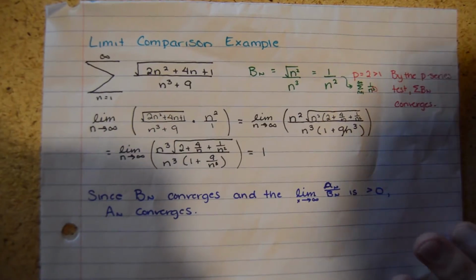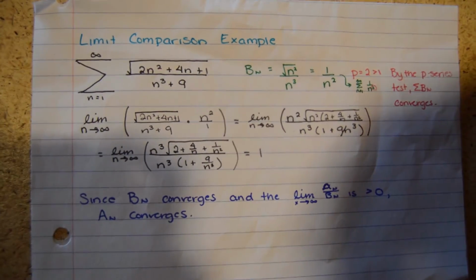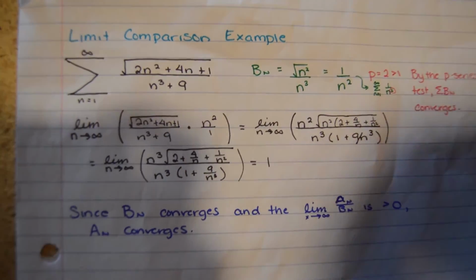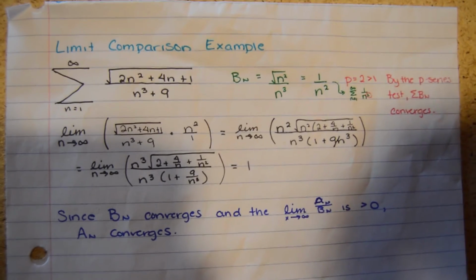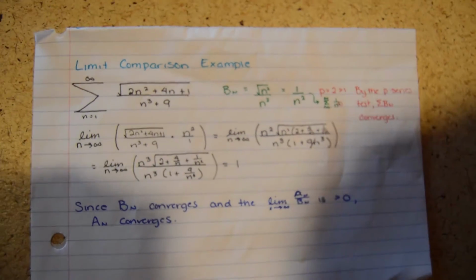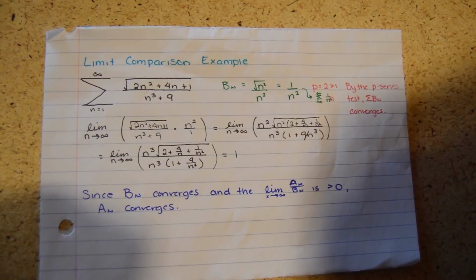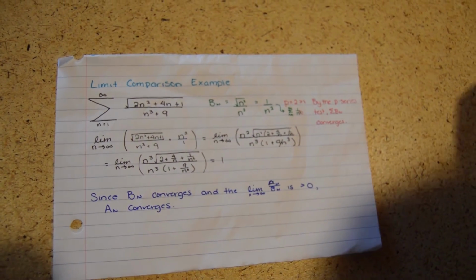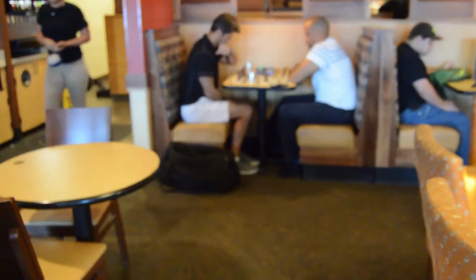So now, you take the limit of a sub n over b sub n, which is the same as a sub n times the reciprocal of b sub n. So, when you solve through all the algebra and find the limit as n approaches infinity, you get 1. So, because b sub n converges and the limit as n approaches infinity of a sub n over b sub n is greater than 0, a sub n converges.